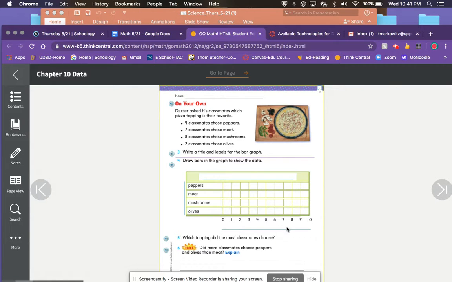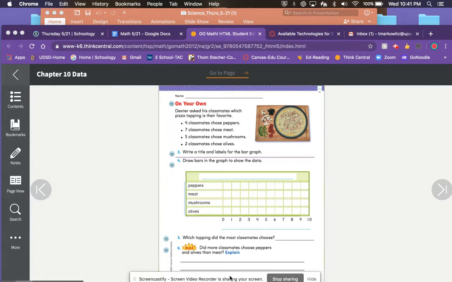So you can put classmates. And on the side, or number of classmates, sorry. And on the side, you'll put toppings because peppers, meat, mushrooms, and olives are all types of toppings. And then you're going to fill in them to match. 4 classmates chose peppers, 7 classmates chose meat, 5 classmates chose mushrooms, and 2 classmates chose olives. Which topping did the most classmates choose? Well, once you fill in your graph, you can check that out.